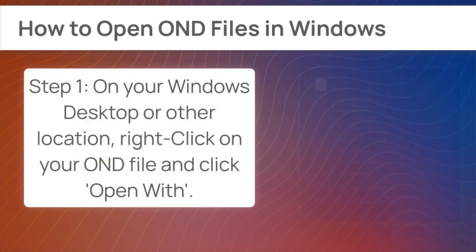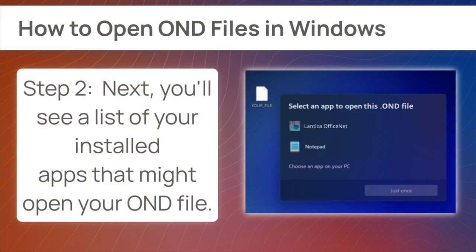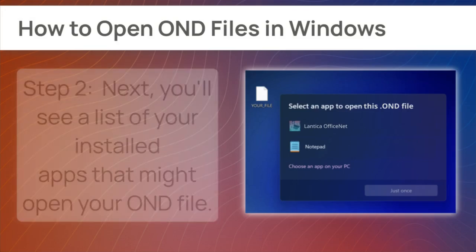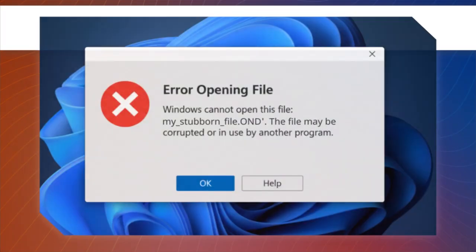To open this specific OND file, right-click your file and select Open With. If Lantica OfficeNet is available, use that first. If it's missing, choose another program. Don't worry if it takes a few tries. If the OND file is still refusing to open, it's expected.